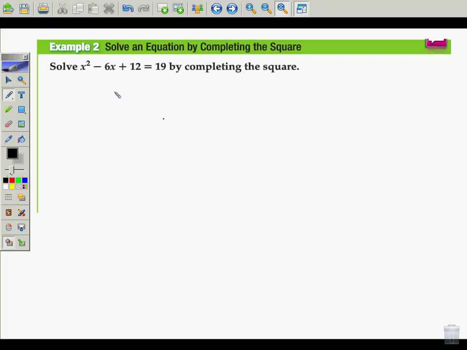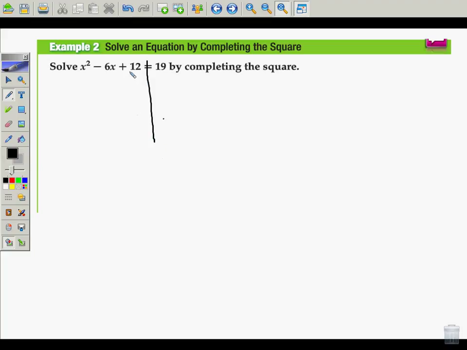At example 2, we're going to solve an equation by completing the square. So you can see I have x squared minus 6x plus 12 equals 19. And one way we've talked about solving these before would be to subtract 19 and then try to factor it. The other way we can do this is by completing the square.